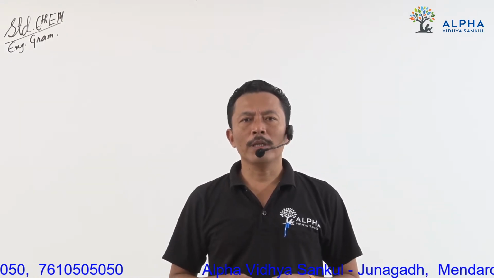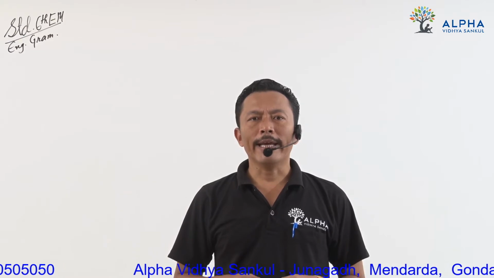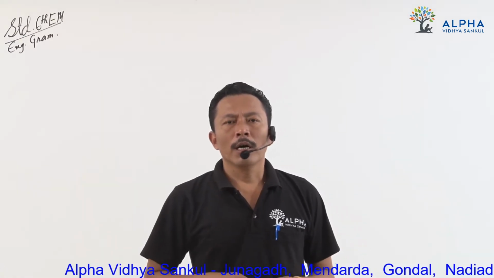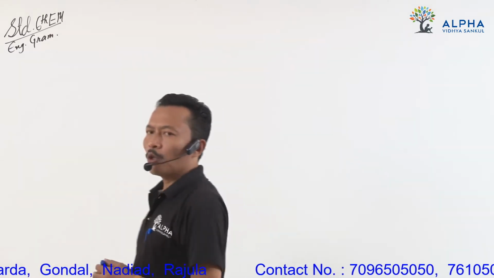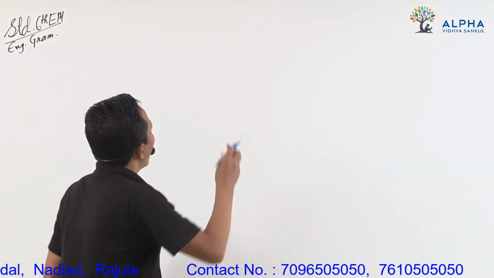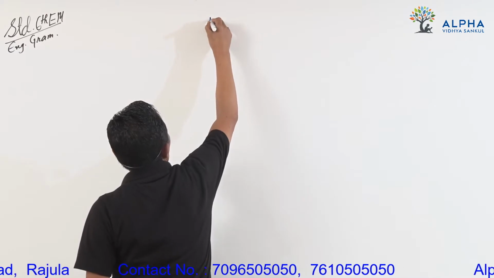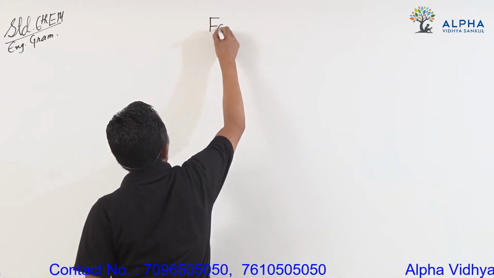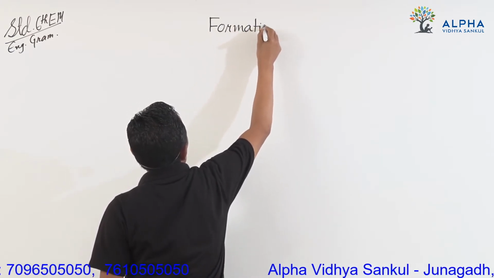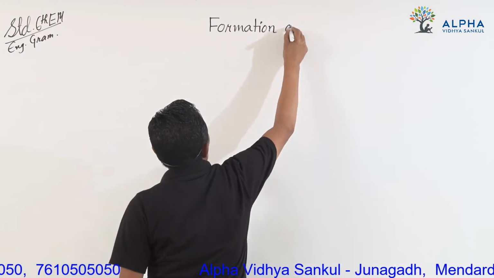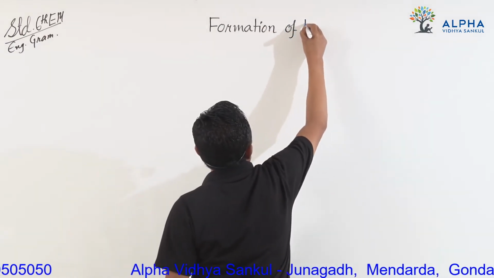Students, today's topic is formation of negative sentence. You know, in English grammar there are different types of sentences. Assertive sentence. In assertive sentence, we have two types. One is affirmative sentence and another is negative sentence. Today's topic is formation of negative sentence.